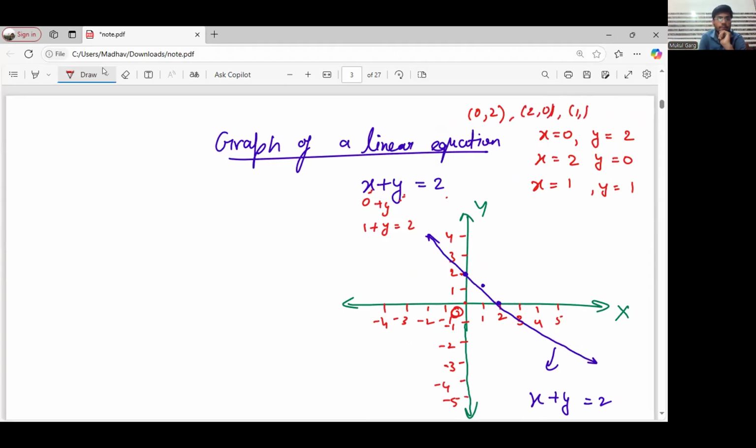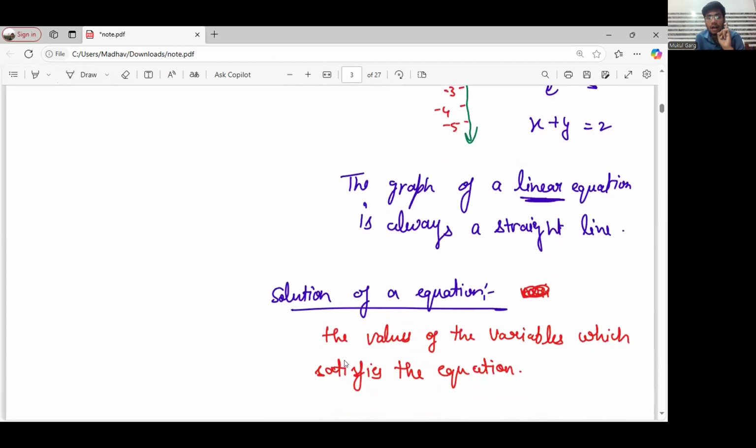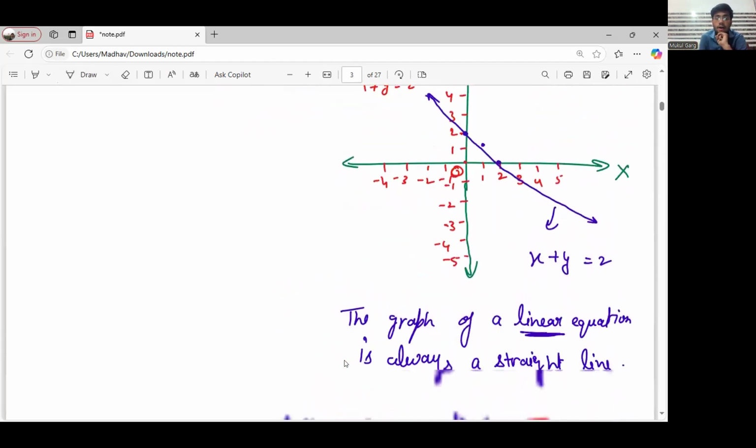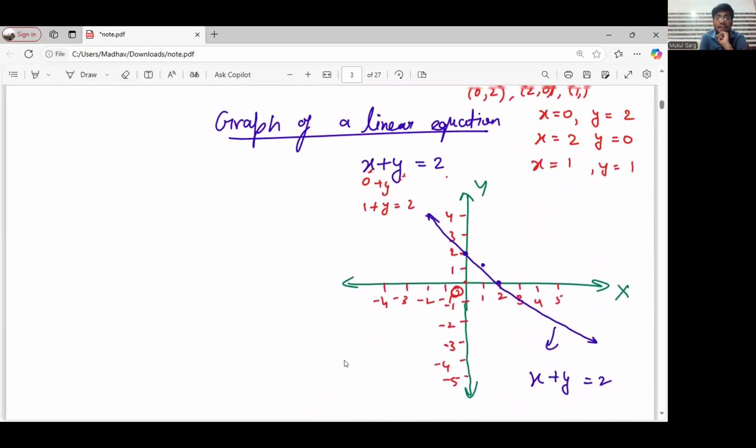So do you see something here? A linear equation in two variables can have how many solutions? कितने solution हो सकते हैं? Infinite solutions हो सकते हैं.